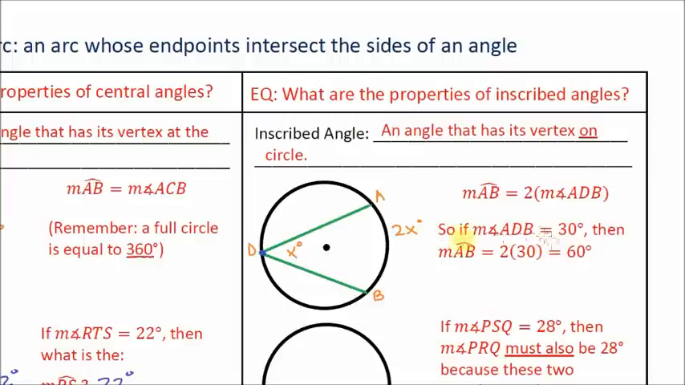So that's what happens when the angle is no longer at the center. It's now on the circle. Now we don't have x and x. We have x here and 2x here.